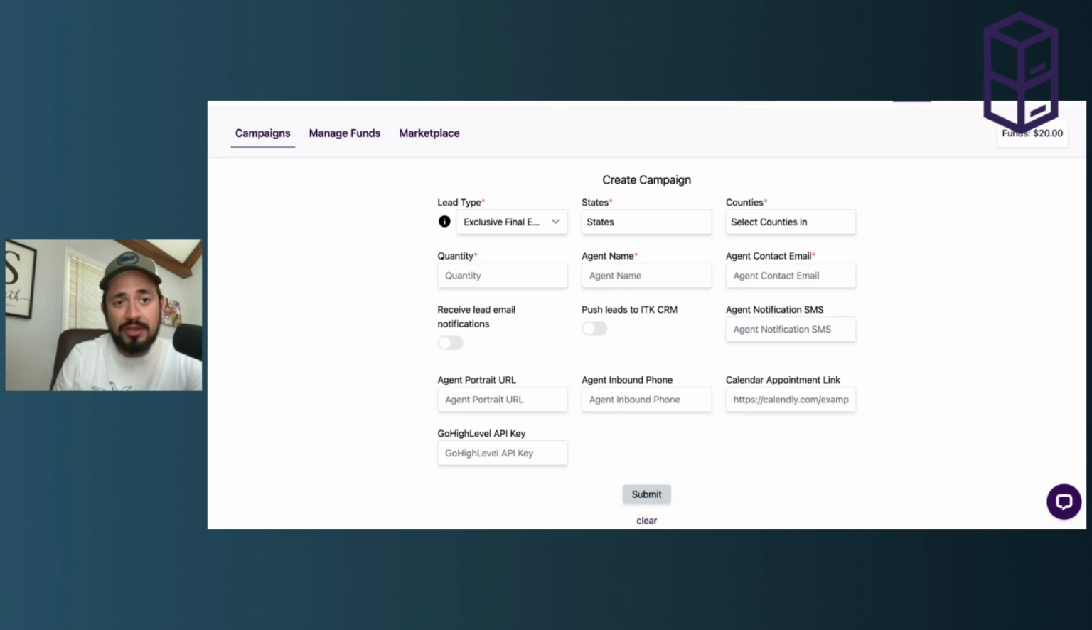What I should also let you know about is you can order in multiple states at the same time. Maybe you're selling face to face and you're right on the border of two particular states. You can put in two states at the same time when you're creating the campaign. Maybe you're selling over the phone and you don't care where you get the leads because you're licensed in plenty of states. You can place that order in multiple states as well.